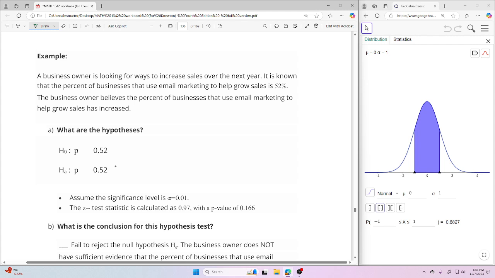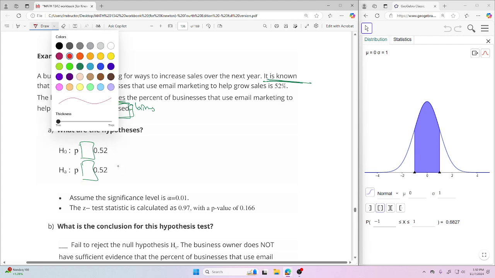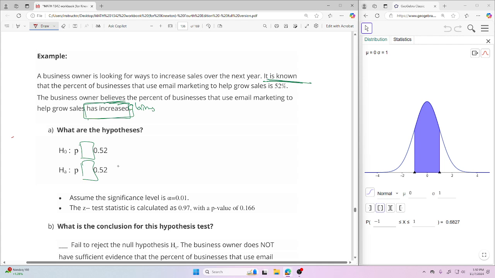Business owners looking at ways to increase sales. It is known that the percentage of this is 52. So they already put the 52 up here. And we're going to fill in some boxes here in a second. Business owner claims that the percentage for this and that has increased. So what would I be putting right here? Yeah, greater than, increase, greater than. That's my claim. I'm saying it's greater than 52%.